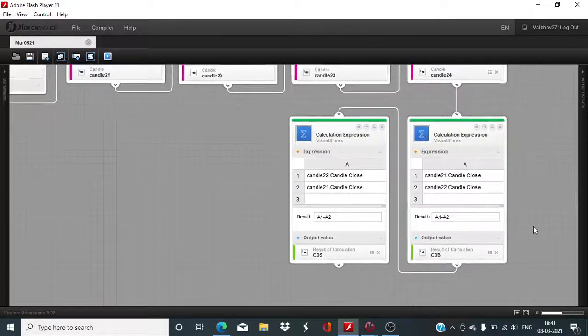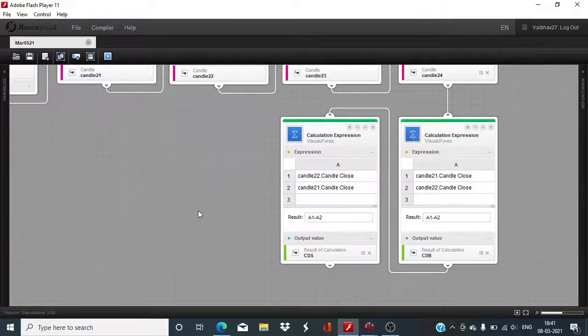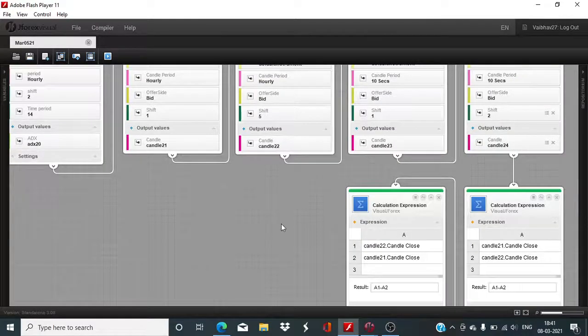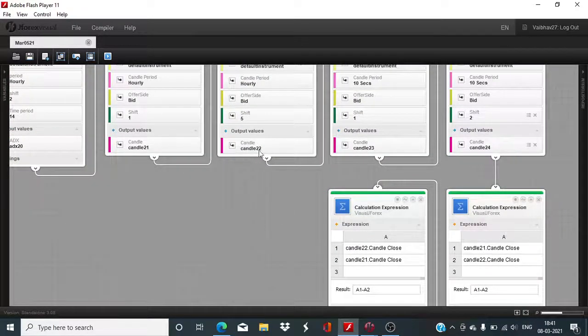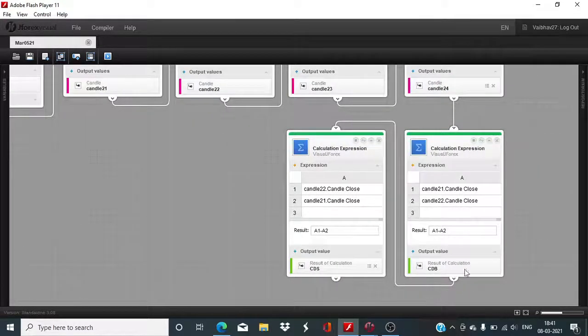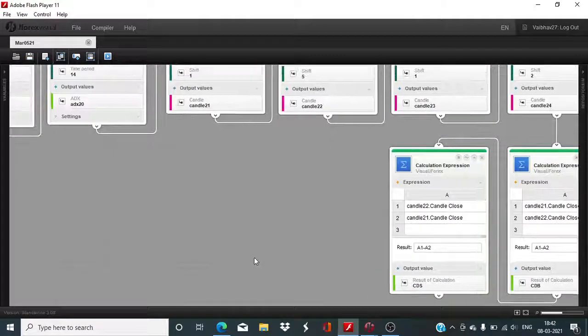I have also carried out these subtractions to look at the price difference between the last hourly closing candle value and the candle value which closed 5 hours back. So we will be using these two values. One is for the buy side and another is for the sell side.